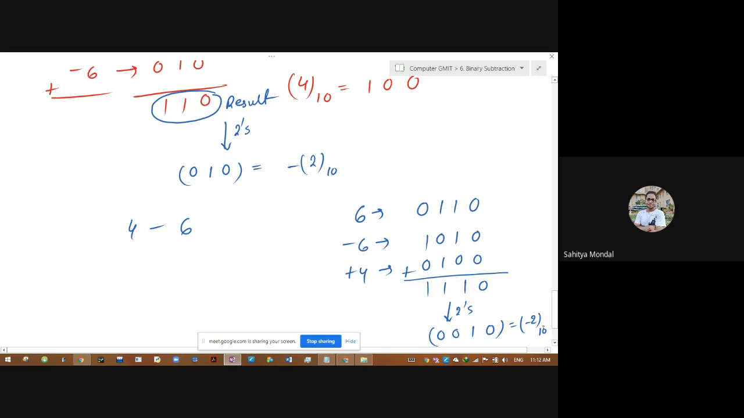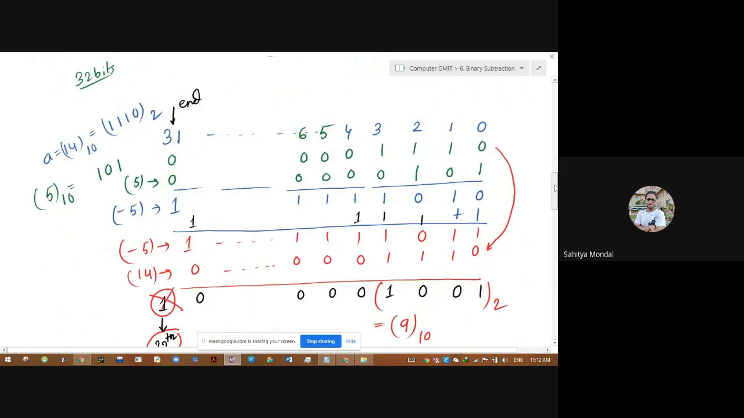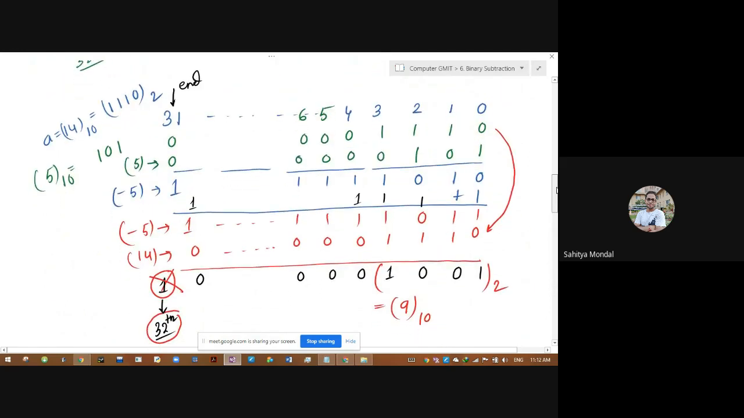Is there any difference when I do this in 4 bit? The same thing will happen, no change, if we do it in 32 bit. Understood or not? Yes, sir. In the very beginning of the lecture, I told you that the computer works in 32 bit. For your understanding, I am just doing the same thing in 4 bit.